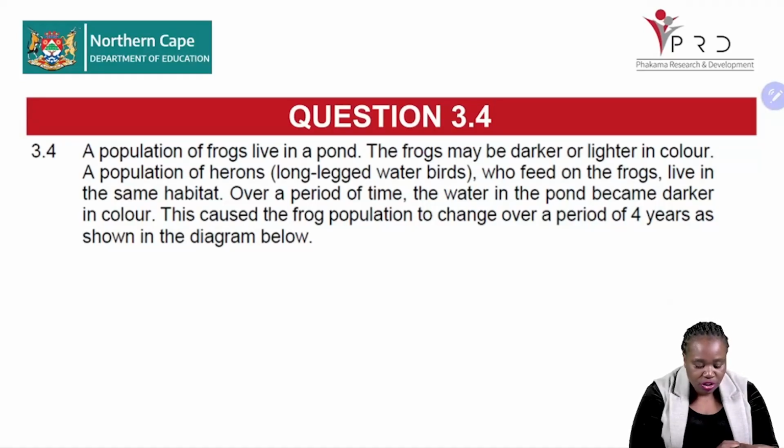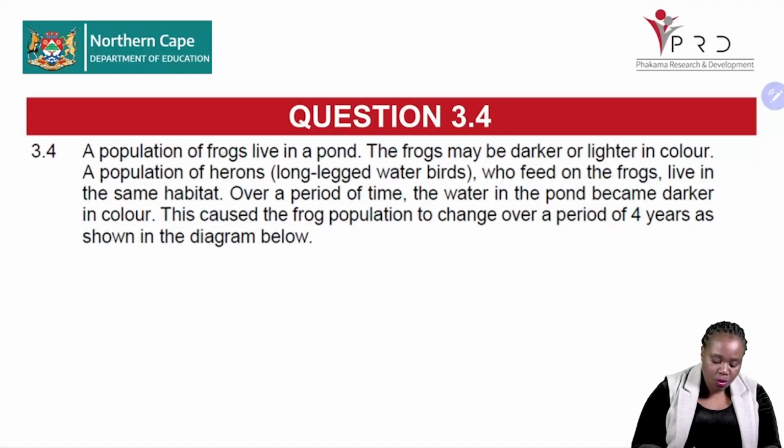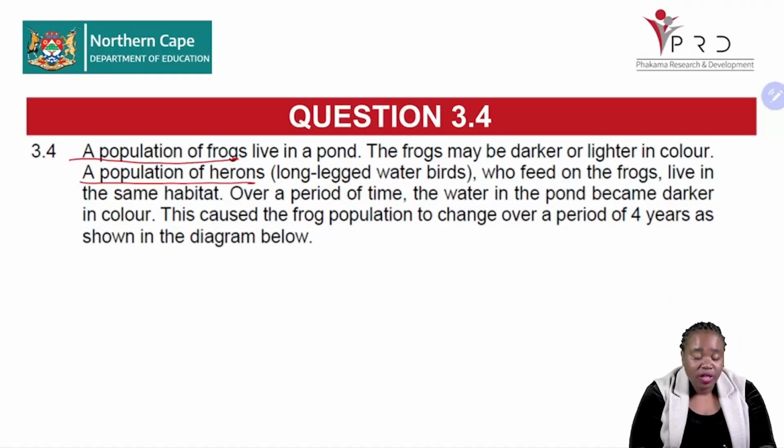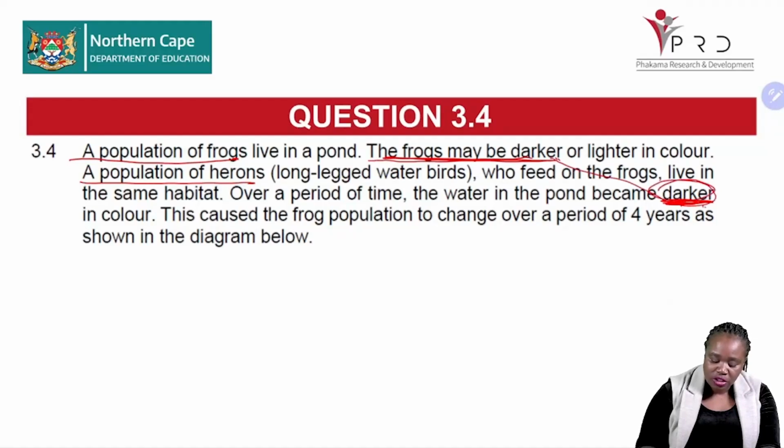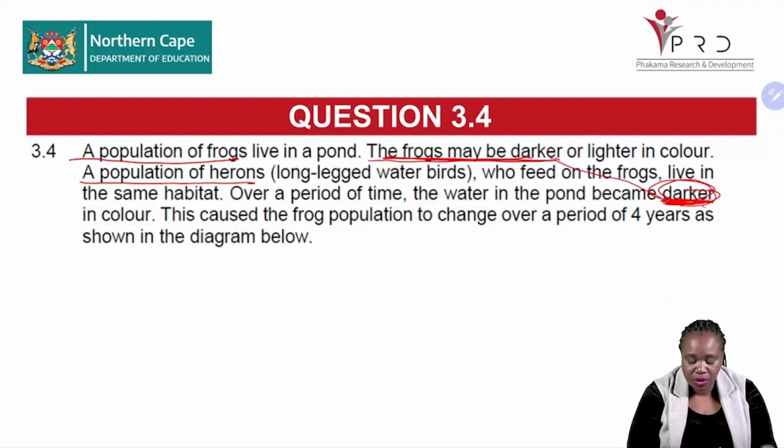3.4, it says a population of frogs live in a pond. The frogs may be darker or lighter in color. We have a population of frogs, and we have a population of herons, which are long-legged water birds who feed on the frogs, and live in the same habitat. Over a period of time, the water in the pond became darker in color. So already when we are looking at the dark color of the water, it means that the frogs that are dark are going to be camouflaged in the dark water. They will not be clearly visible in the water.